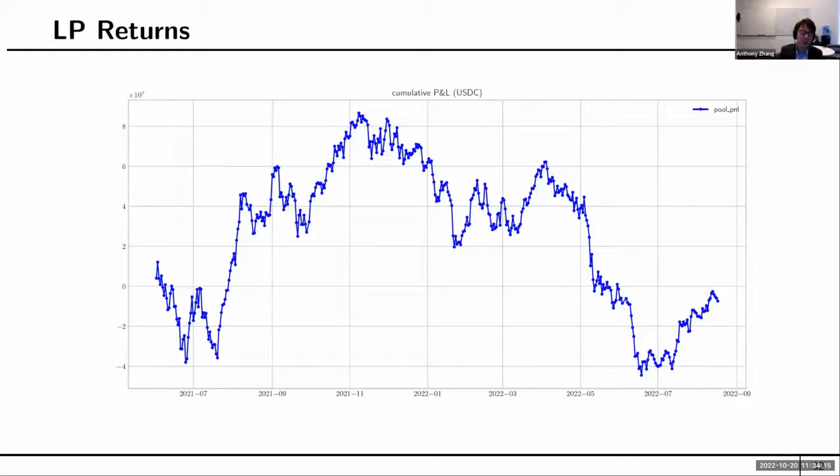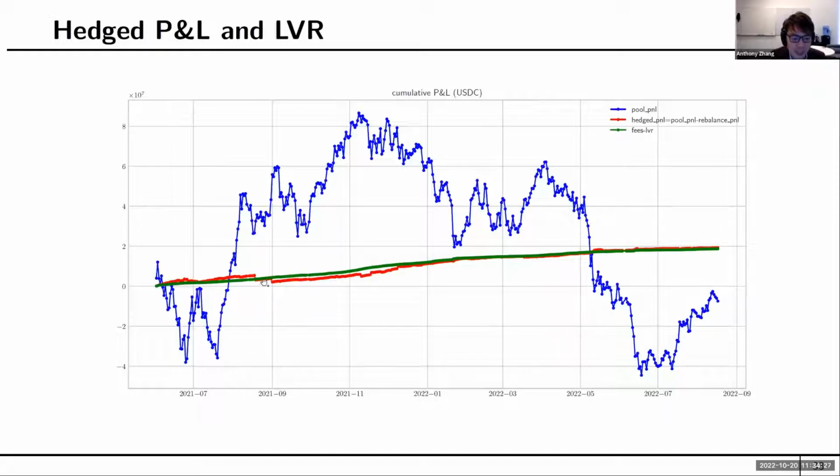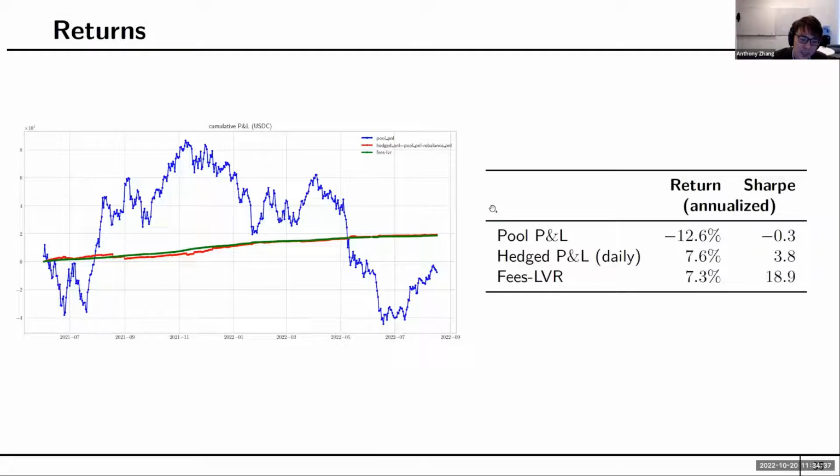So you might ask the question, what happens if we delta hedge this? How much of the volatility in this curve is just because I'm holding a very volatile asset? It turns out that after you delta hedge, you get an extremely smooth line. So the vast majority of the volatility in this strategy is coming from the fact that ETH is volatile. I won't have too much time to talk about this, but our predicted value for what the returns of the delta hedge strategy should be, the green line, is quite close to what the actual returns are in the data, the red line.